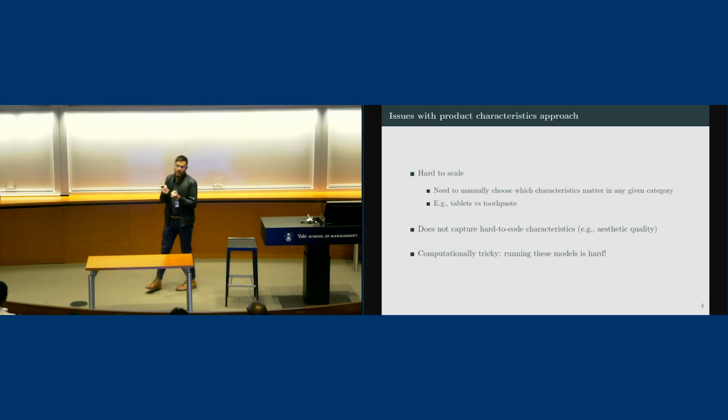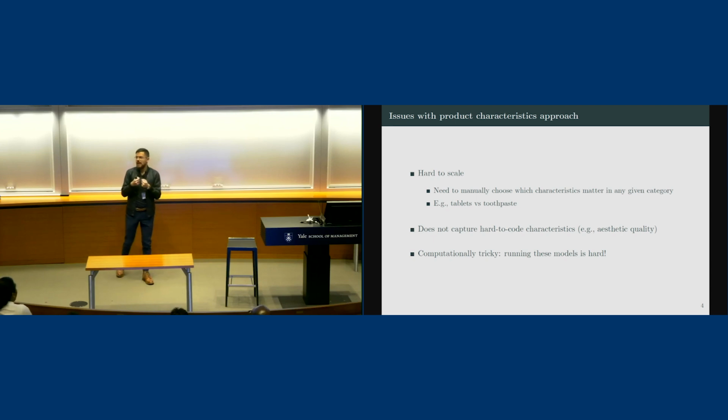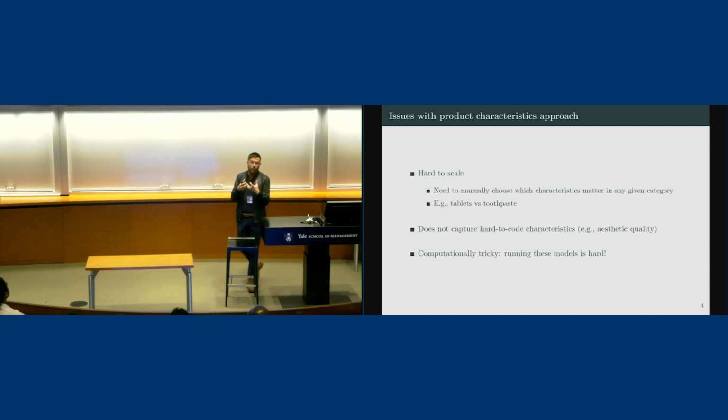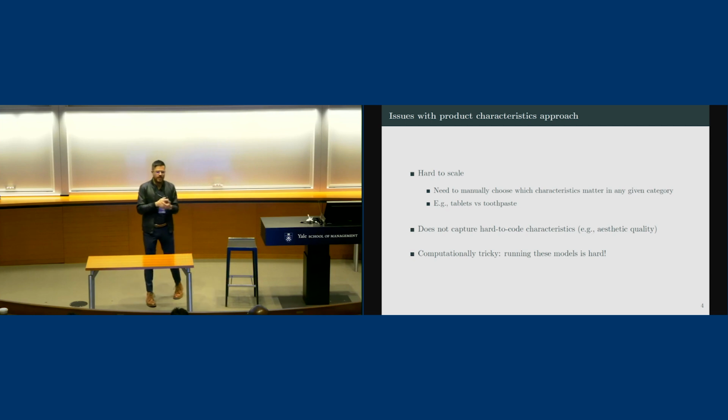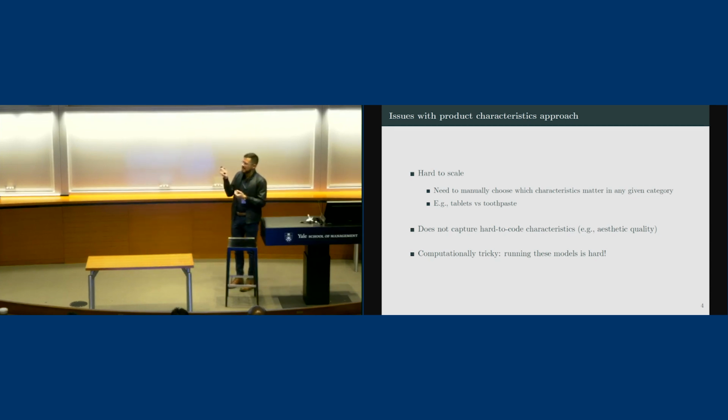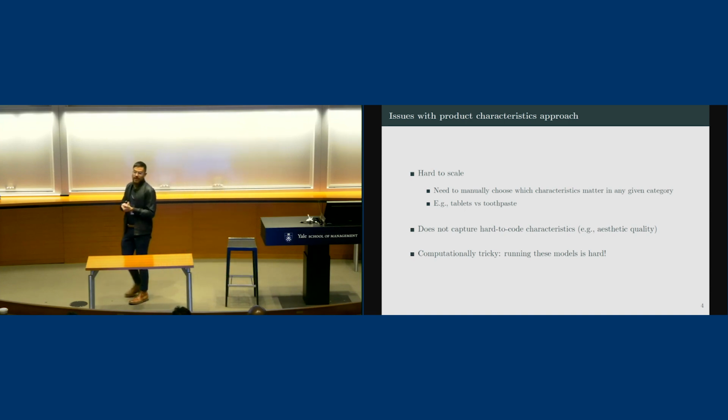Second, this approach is not going to capture hard-to-code characteristics. If we're looking at things like the aesthetic quality of a product, particularly important for things like clothing or art or obviously music, this approach that is based on physical characteristics and hard-coded characteristics of the product is going to be hard to apply. And finally, this is more for the people who actually use these models in their research or run them themselves. This is computationally tricky. If you want to run this model on your computer, anyone who has tried to estimate a mixed logit model knows that it can be computationally challenging and can take a lot of work to actually finish running.